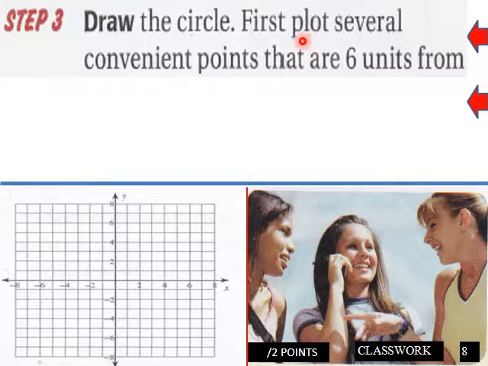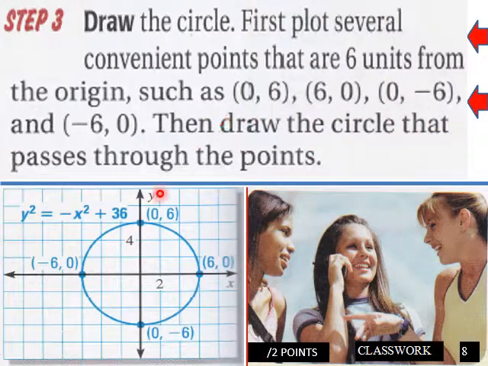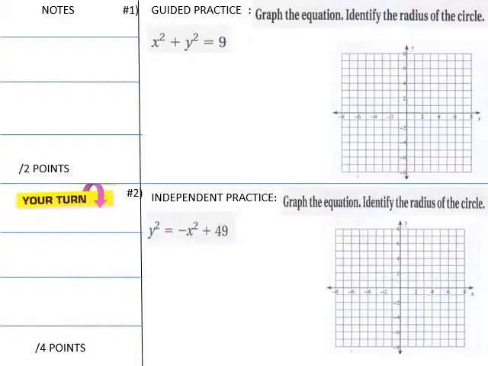Draw the circle. First plot several convenient points 6 units from the origin. We have these points here. Then draw the circle. This will be the circle here.